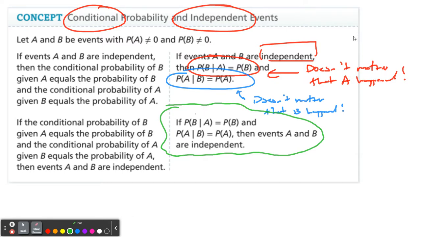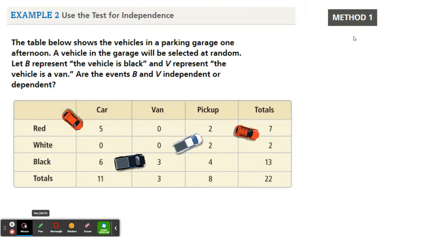All right, so let's try to utilize this idea in a problem here. Example 2, use the test for independence. The table below shows the vehicles in a parking garage one afternoon. A vehicle in the garage will be selected at random. Let B represent the vehicle as black, and let V represent the vehicle as a van. So B is black, V is van. Are the events B and V independent or dependent?